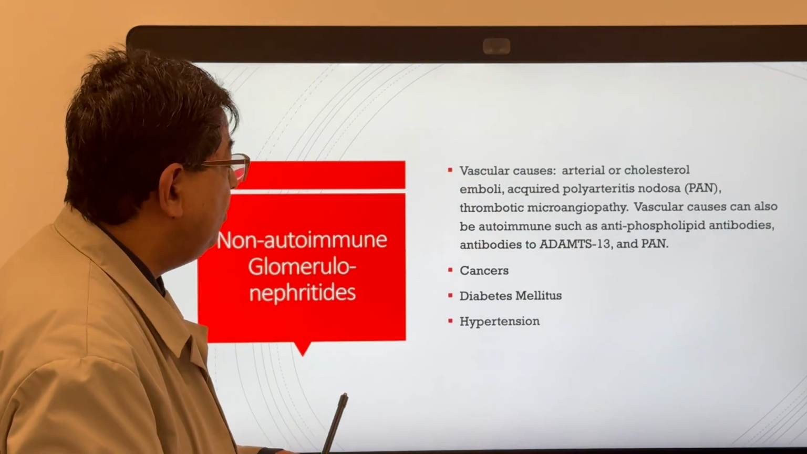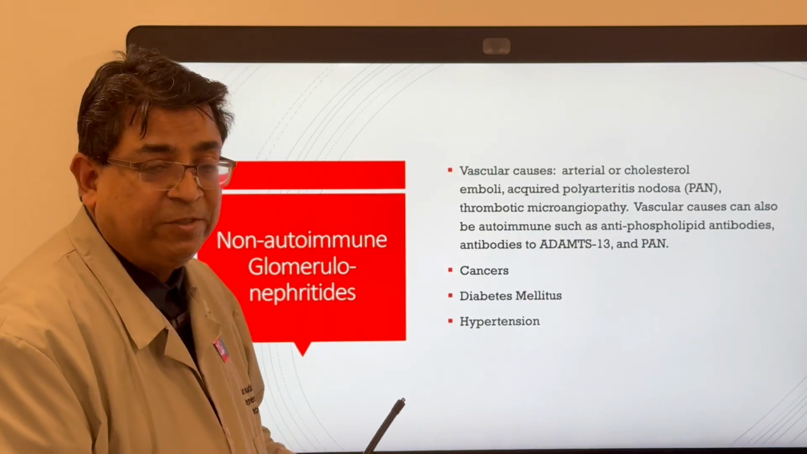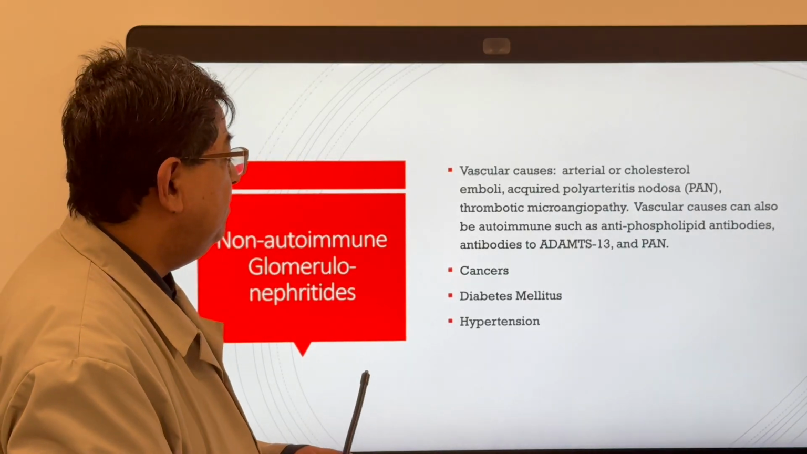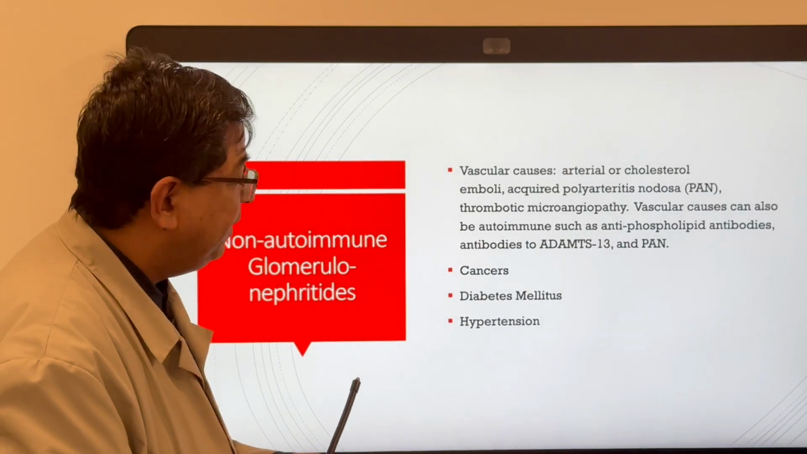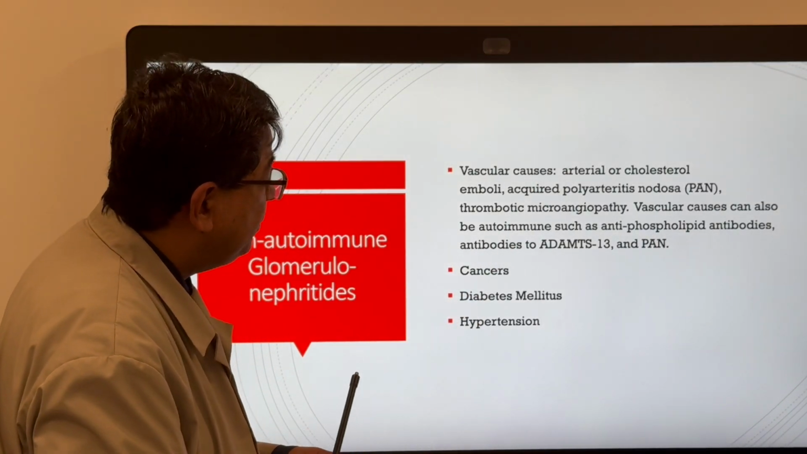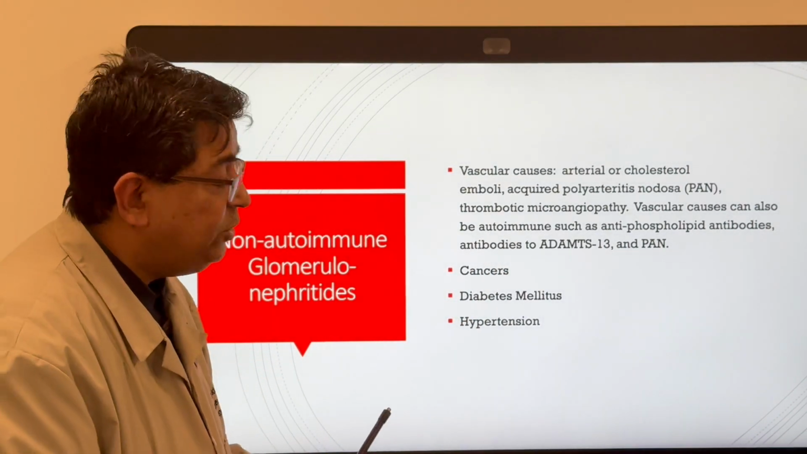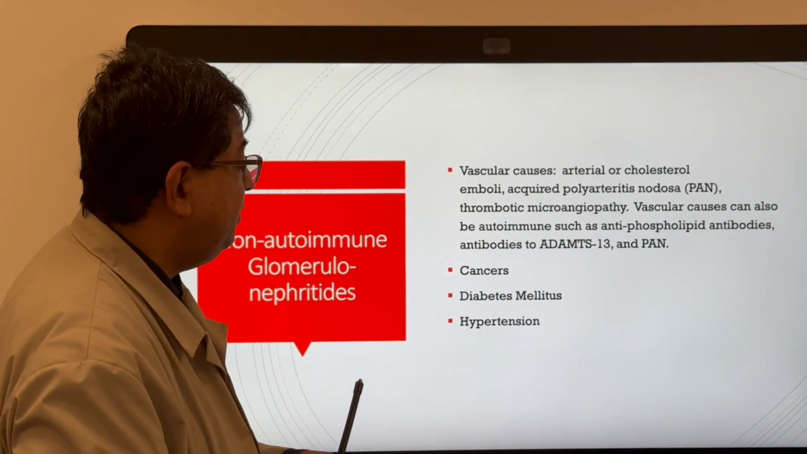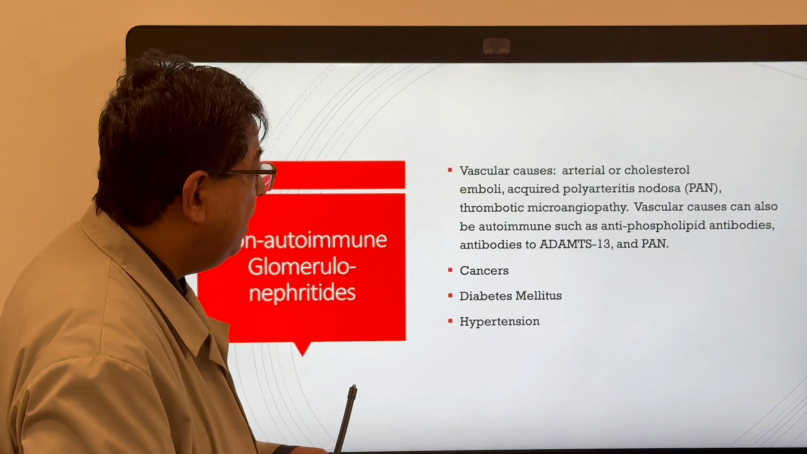Non-autoimmune causes would include vascular causes like arterial or cholesterol emboli, as in after a cardiac cath where manipulation has liberated some emboli, particularly to the vascular system of the kidney. And then acquired polyarteritis nodosa, although polyarteritis nodosa obviously can also be autoimmune. Thrombotic microangiopathy, which can occur with hypertensive emergencies, but it can also be autoimmune, as in with antibodies to ADAMTS13. So vascular causes can be autoimmune or non-autoimmune.